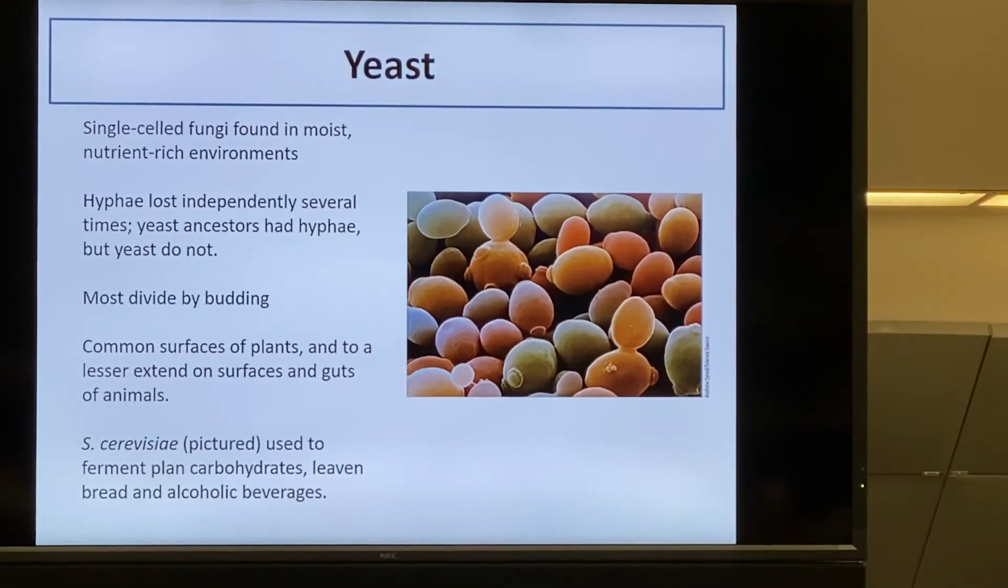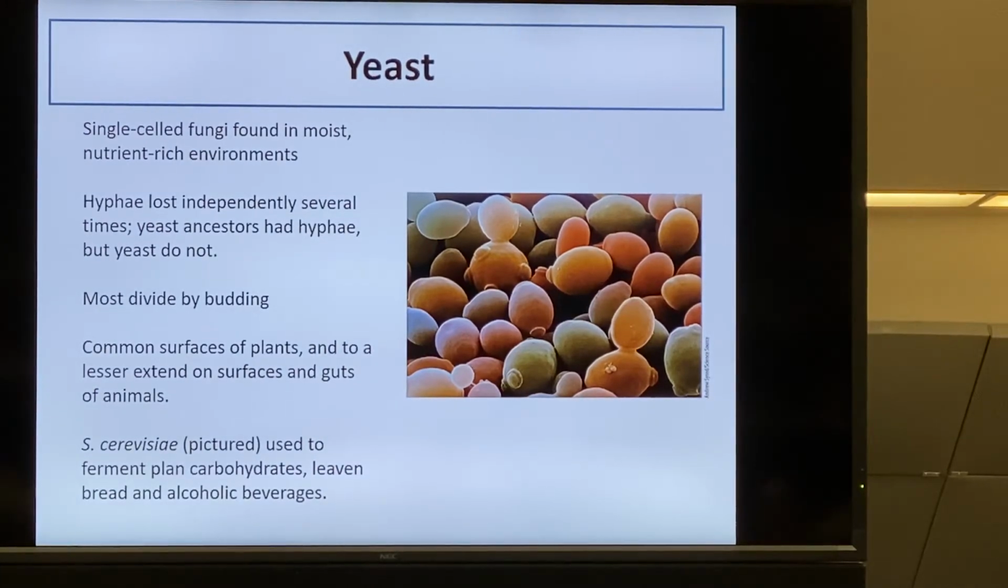Maybe they've got some ideas they want to share. What are your ideas? Why? What are the advantages? How did you phrase that? What is the advantage of unicellularity?